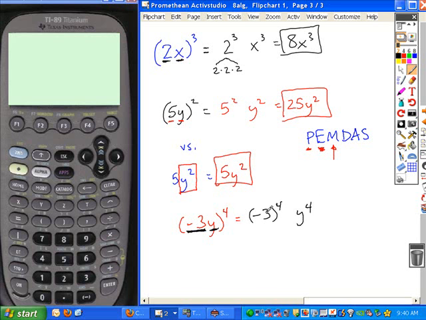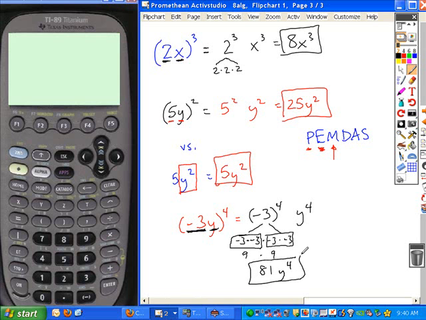Okay, and now when you look at this, break this down. If you can mentally picture, this is negative 3 times negative 3 times negative 3 times negative 3. Well, what if you group these? What is negative 3 times negative 3? 9. And what's negative 3 times another negative 3? 9. And so what's 9 times 9? So you have 81 y to the 4th as your answer.